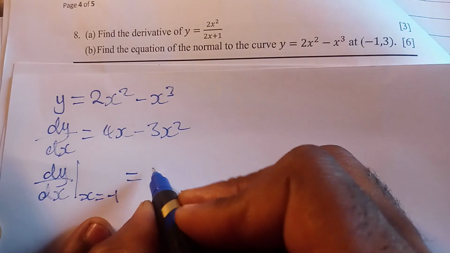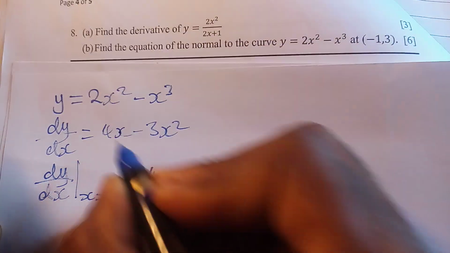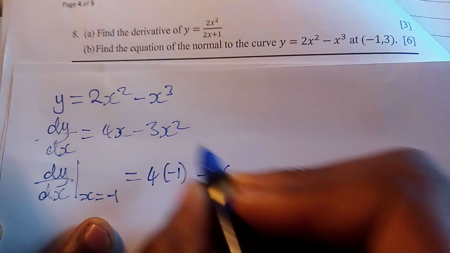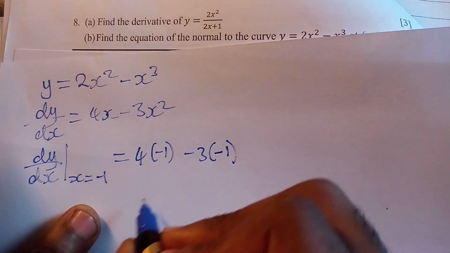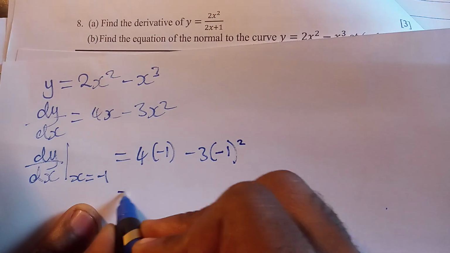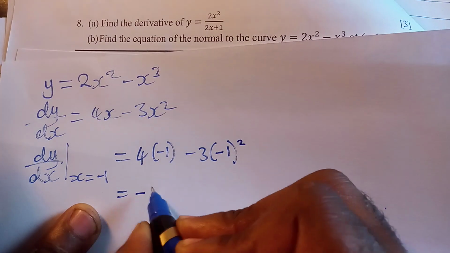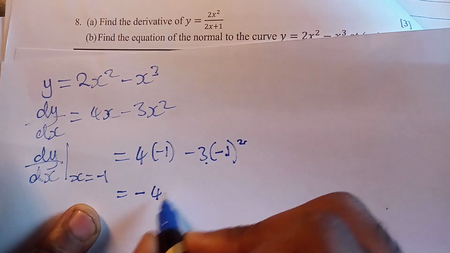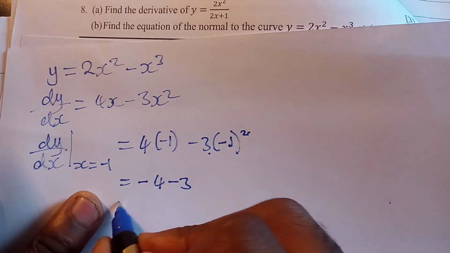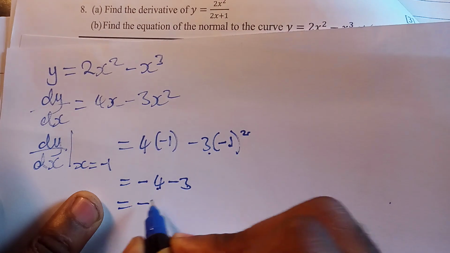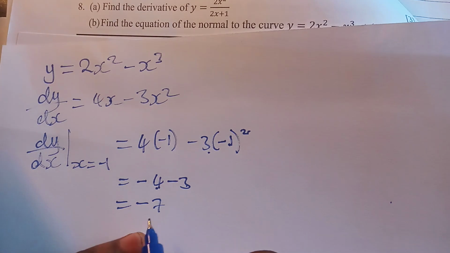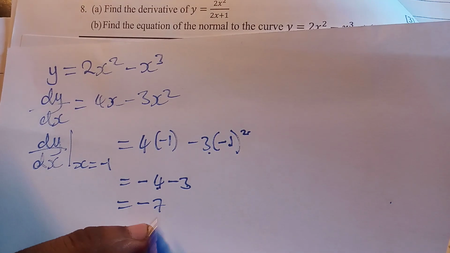This is given by 4, where there is x, put your -1, minus 3, where there is x, put your -1 again. Of course, this one is squared. So this will be -4. And then -1 squared is 1 times -3. This will be -3. Then this minus this will be -7. So now, this is the gradient of the tangent.